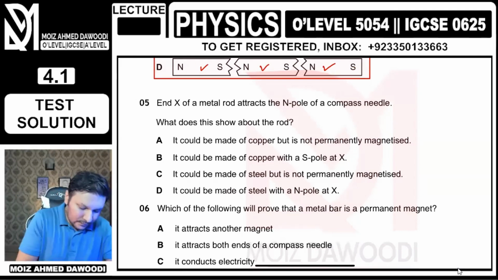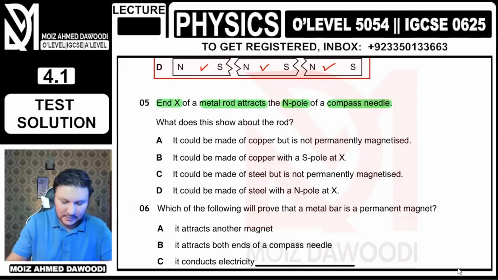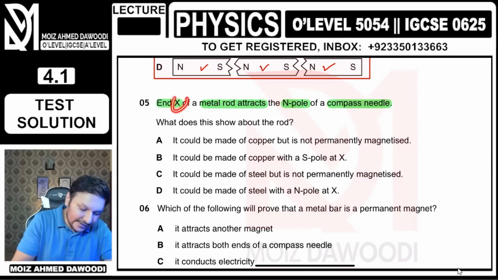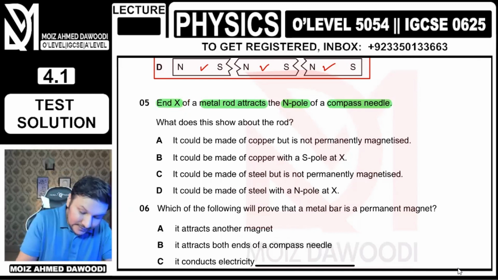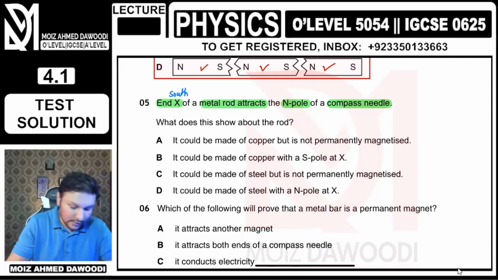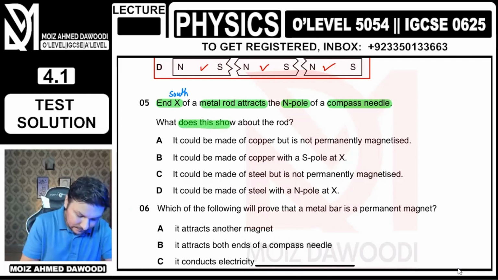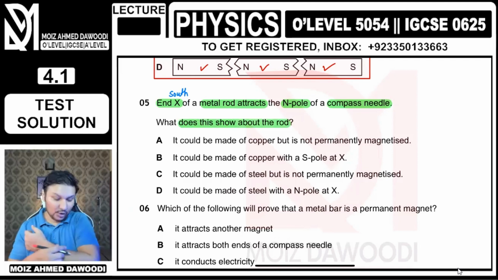Now, an end X of the metal rod attracts the north pole of the compass needle. That means if X attracts the north pole of the compass needle, there must be a south pole here. What does this show about the rod? It could be made up of copper, but not permanently magnetized.